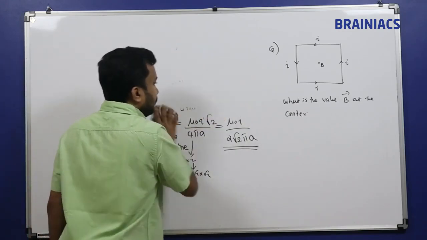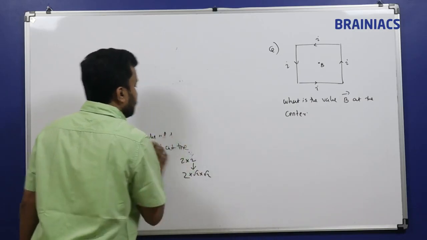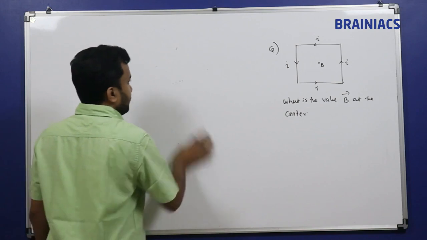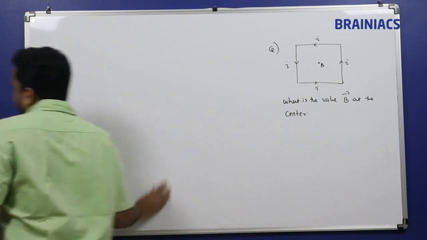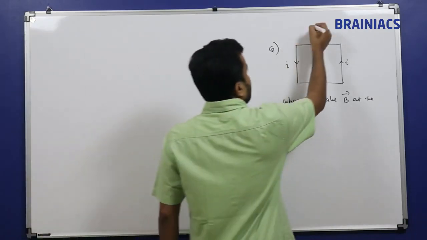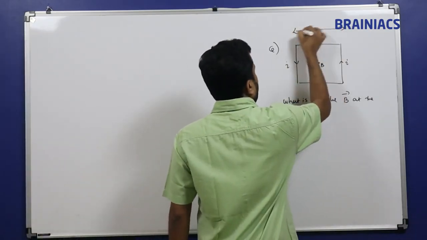So how can we solve it? How many conductors are there here? Here it's 4 equal conductors. It's a square, and we can consider the side length to be equal to A. So the side length is equal to A.